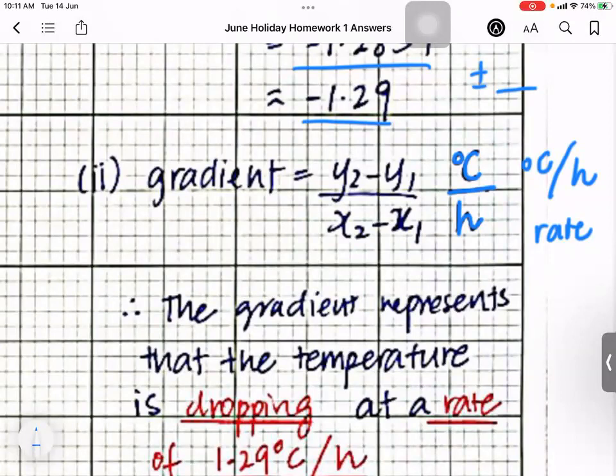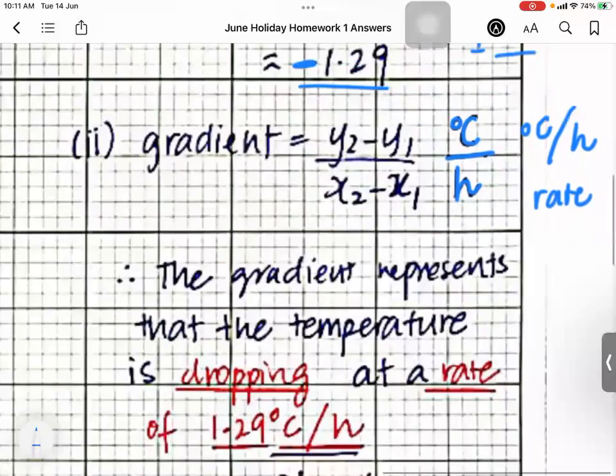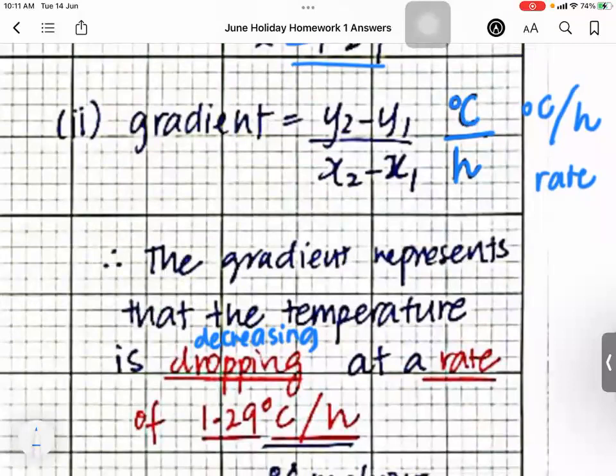And then we know that this number here is a negative gradient, negative 1.29. Negative means this is going to be a decreasing rate. So for me, I write that the temperature is dropping, or by right, I should write decreasing. Dropping and decreasing are similar, but I think I should write decreasing. It is decreasing at a rate of 1.29 degrees Celsius per hour.